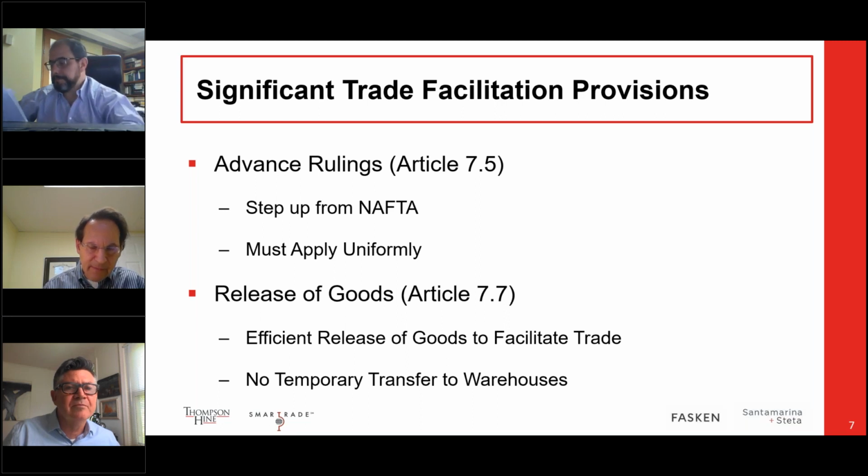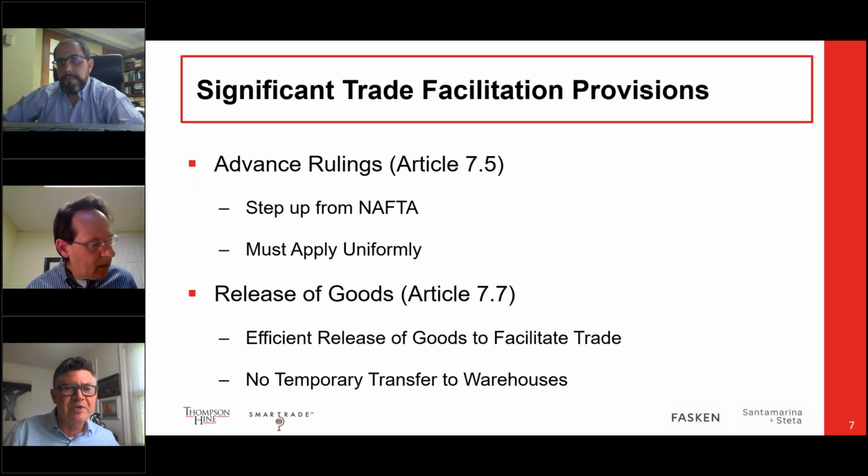Just real fast, I just want to ask you a question, because we do have a limited amount of time here, and you're absolutely right. That's been helpful with regard to the advanced rulings. It's a step up. It's gone a little bit further than NAFTA. It has to apply uniformly, as Cliff said. That was a huge issue for USTR because there have been variations, where certain rules haven't been applied the same way from port to port. So that was another important point. But I do want to make sure that we have time to cover some of the other provisions here.